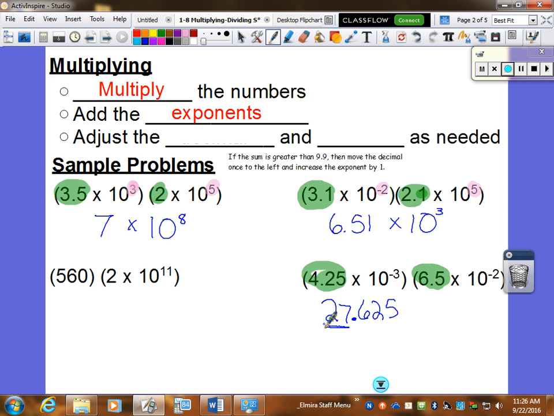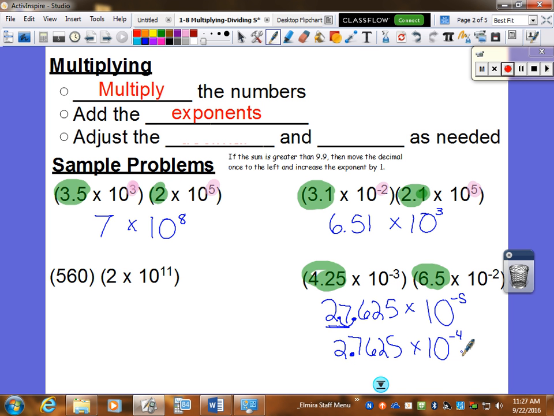Well, we can still address that. Let's finish doing this problem. We've got an exponent, so bring down our times 10, add our exponents, negative 3 plus negative 2 is negative 5. So if we want to move this decimal so that it's in the right place, we can do that and get 2.7625. But then we also have to increase this exponent by 1. And some of you are going to look at that negative 4 and it feels like I decreased it. But remember, negative numbers work backwards.